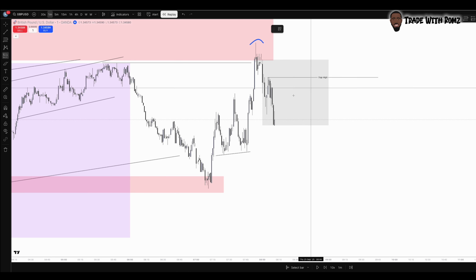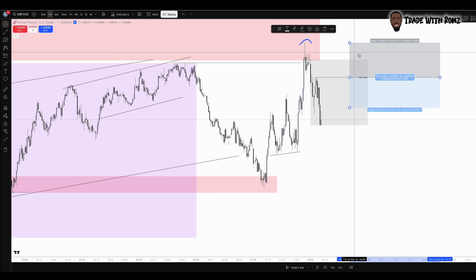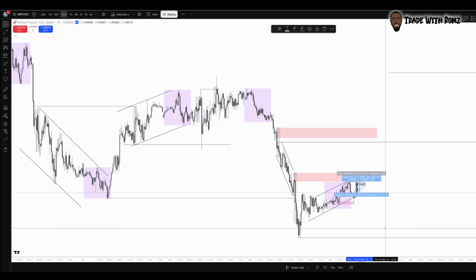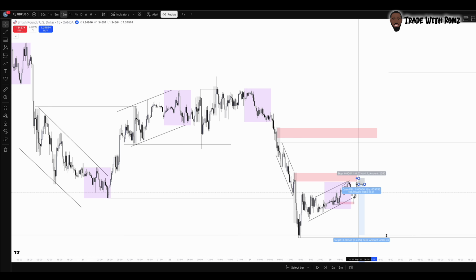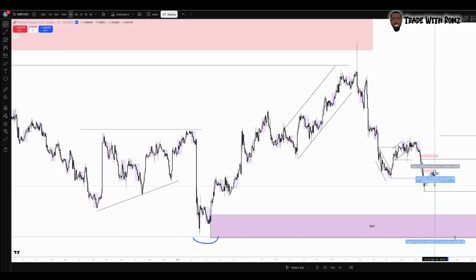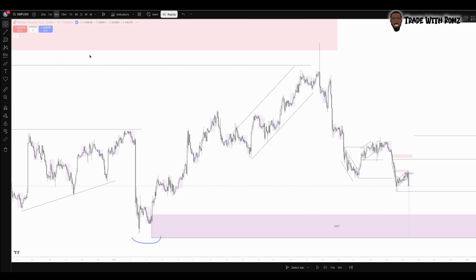All right, so now for me, it's as simple as setting the limit here, stop loss above my inducement high, and then looking to target where I want to target. And for me, the target was overall down here. That was the overall target.